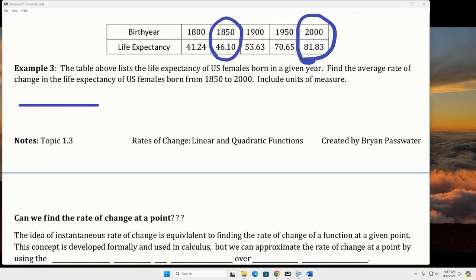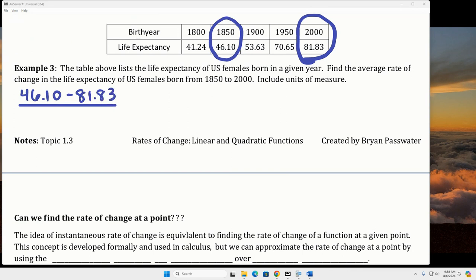All right, now this is not written as a function, so I'm not going to use function notation. I'll just straight go to the subtracting the life expectancy on the numerator and birth year in the denominator. Does the order matter? Kinda. So which life expectancy do you guys want to start with, the 46 or the 81? 46. Okay, so we would do 46.10 minus 81.83.